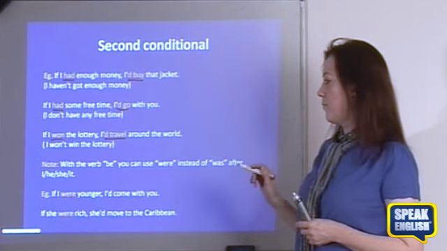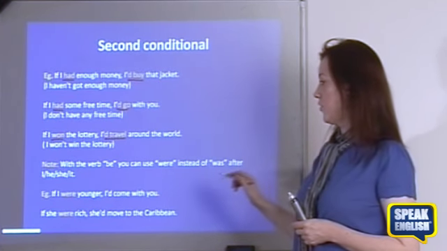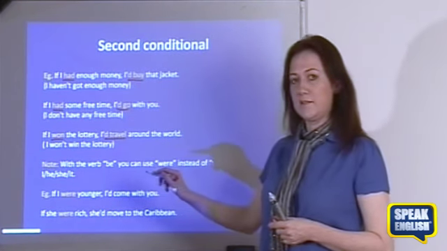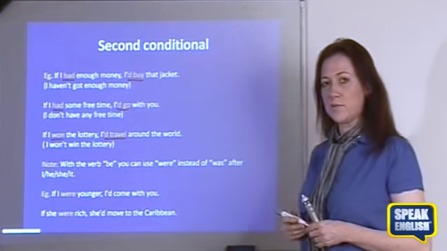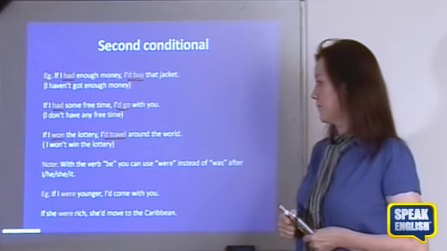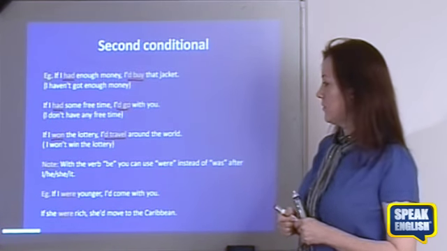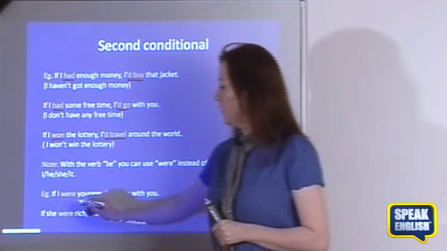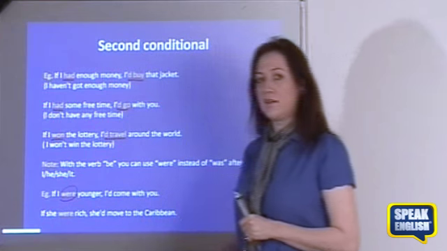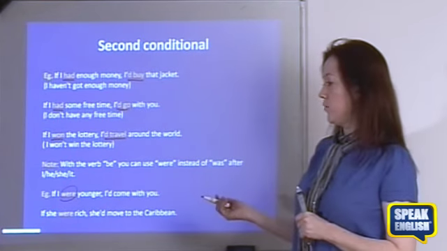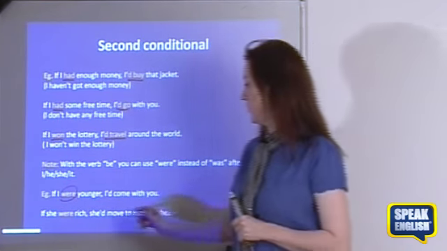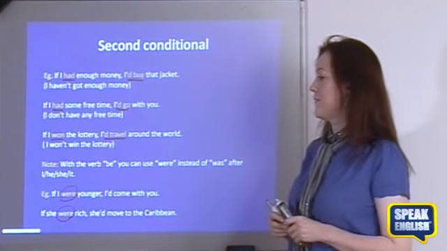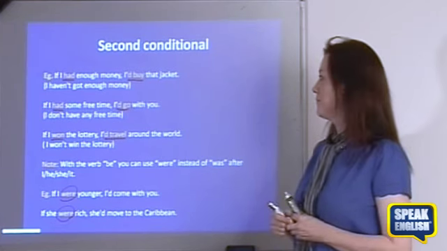Notice that with the verb be, you can use were instead of was after I, he, she, it. Now normally that's not possible, but in conditionals we can do it. For example, instead of if I was younger, I'd come with you, we can say if I were younger. If she were rich, she'd move to the Caribbean. This is a special case for conditionals.